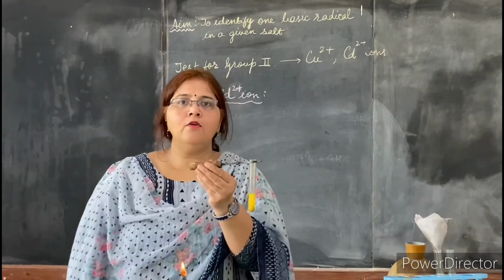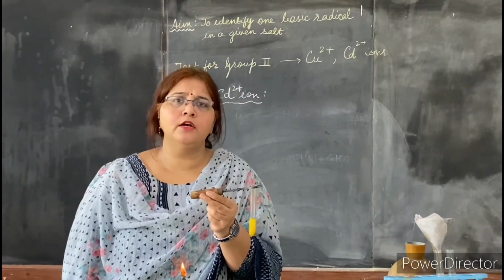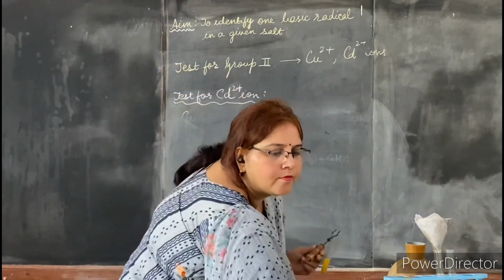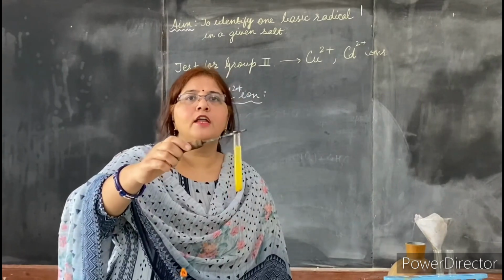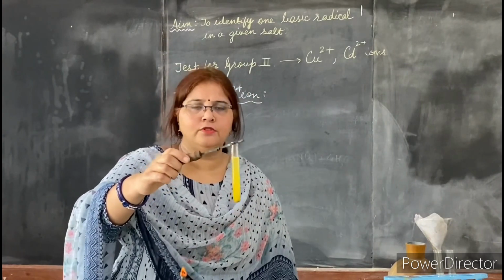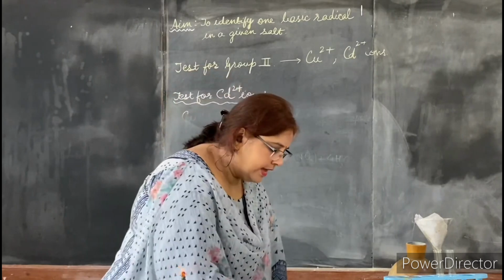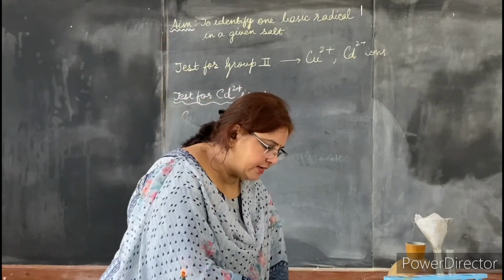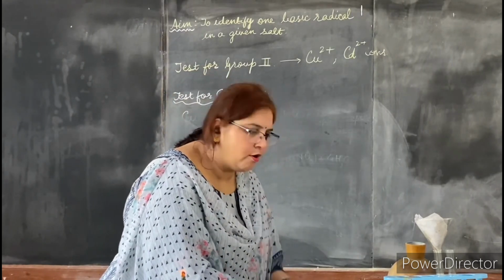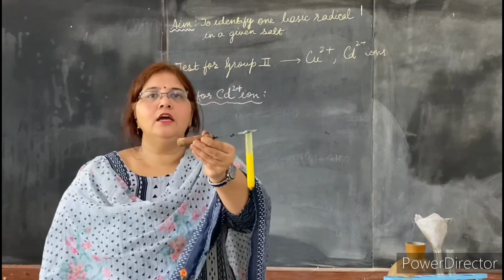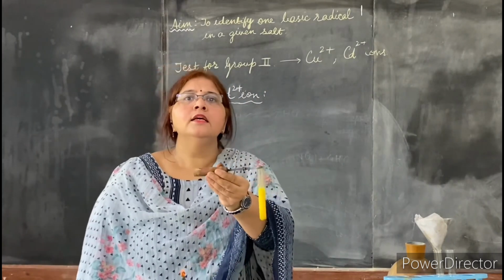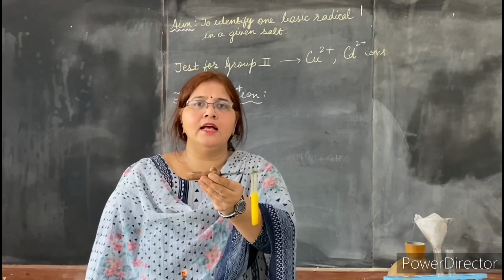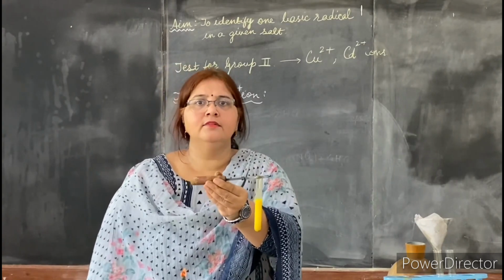Now, for the confirmatory test for the cadmium ion, filter the precipitate and dissolve it in dilute HCl. Now add 5 times water to it. You will see it is a clear solution. Now pass H2S gas to this solution. As soon as we pass the H2S gas, the yellow precipitate reappears. This means the given salt contains the cadmium ion as a basic radical.